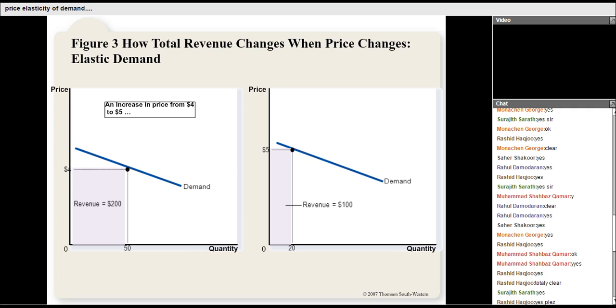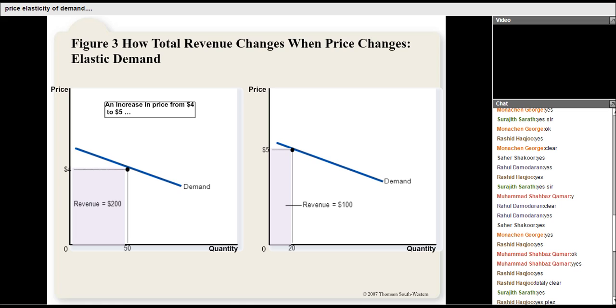50 is $200. Right? You got it? Now what happened? An increase in the price from $4 to $5. Now you have increased the price. First you were charging $4. Now you are charging $5. You have increased $1 in each unit.